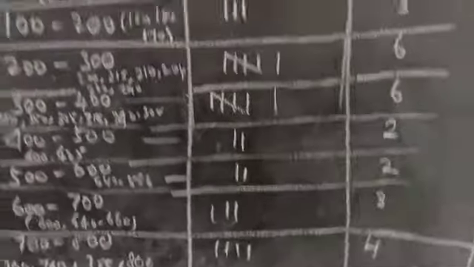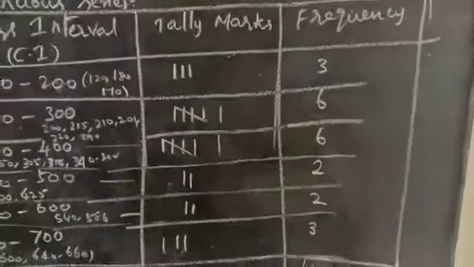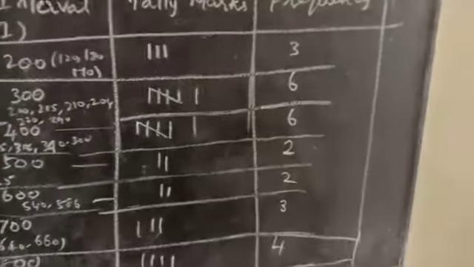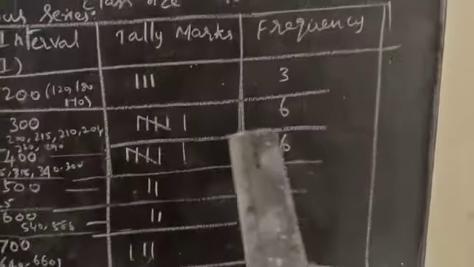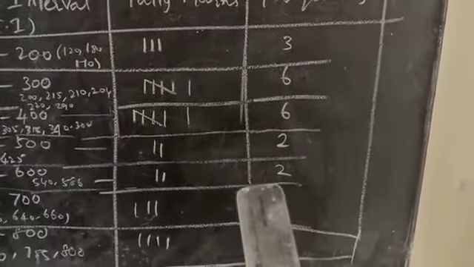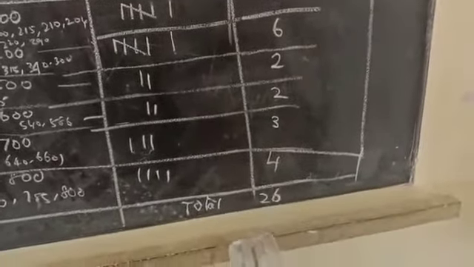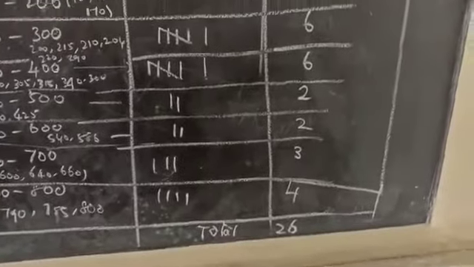So 4. Here we check the frequency. We add the frequencies, then we get the total number of houses. So 3 plus 6 is 9, 9 plus 6 is 15, 15 plus 2 is 17, 17 plus 2 is 19, 19 plus 3 is 22, 22 plus 4 is 26. So the total is 26.